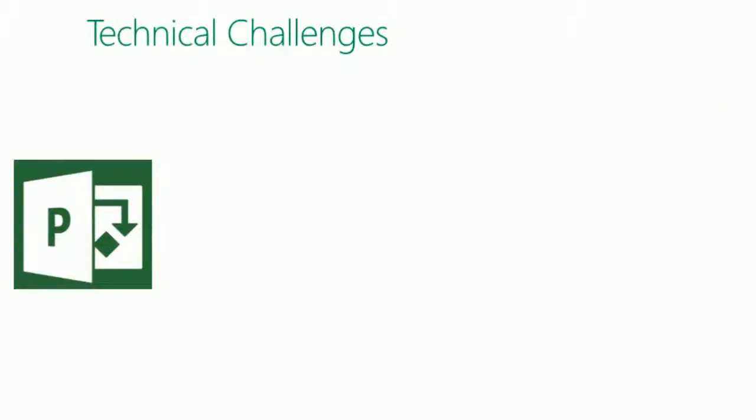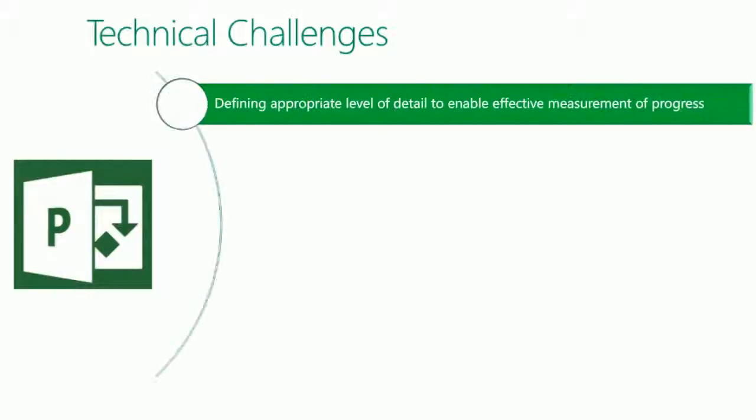And slide 8 is one more set of challenges, which are the technical challenges, and these are important. So when we talk about the technical challenges, we talk about defining an appropriate level of detail to enable effective measurement of progress. How do we know, is 800 tasks the right number? Is 5 tasks the right number? Is somewhere in between? So there's usually some technical calculations we can do on the size of a project to come up with those answers.